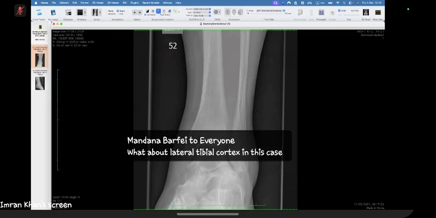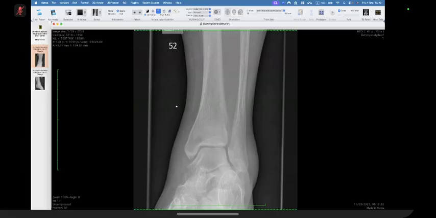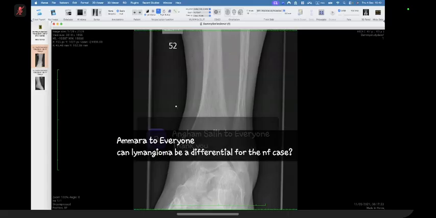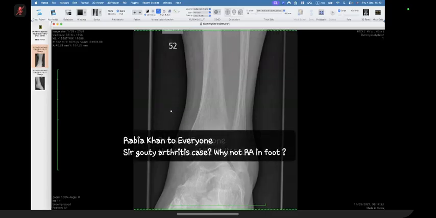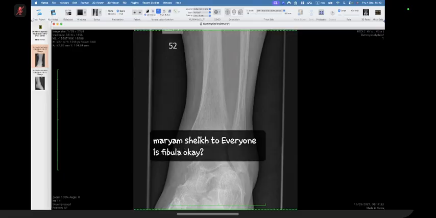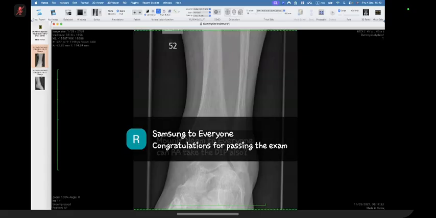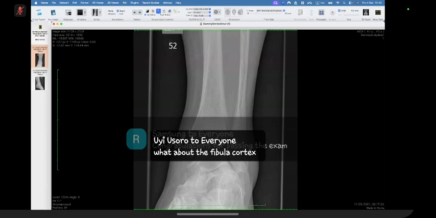Any other questions? Lateral tibial cortex. No, I think that's just projectional. Lymphangioma, no. It's pretty much an aunt mini case. I would not put lymphangioma as a rheumatoid arthritis in the foot, probably because it's a very atypical location for rheumatoid arthritis. And the bone density is also normal. That's fine. That's fibula. Fibula is fine.